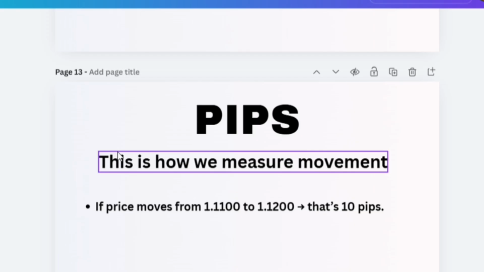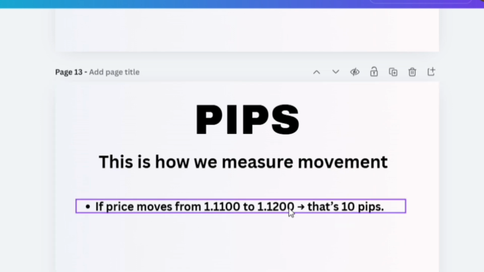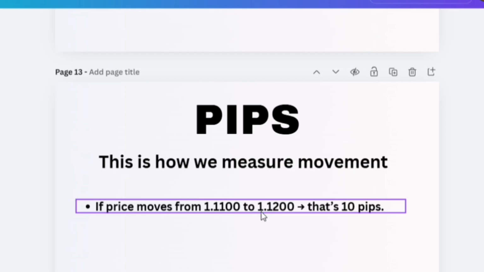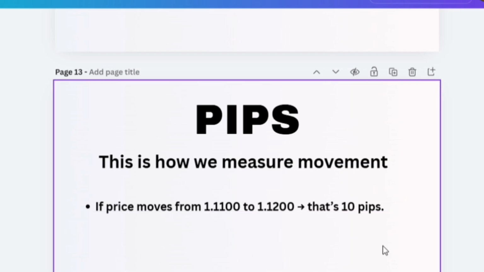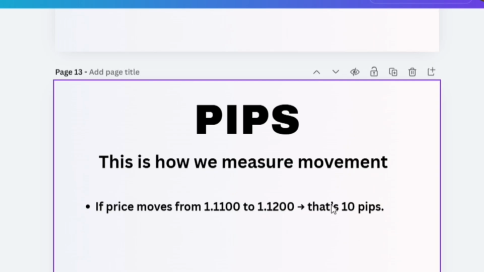Now, if price moves from 1.1100 to 1.1200, that is what? That is 10 pips. How many numbers were added? Only 100. Instead of 100, minus the last zero, then you're going to get your 10 pips. If 300 is added, minus the last zero, that is going to make it what?